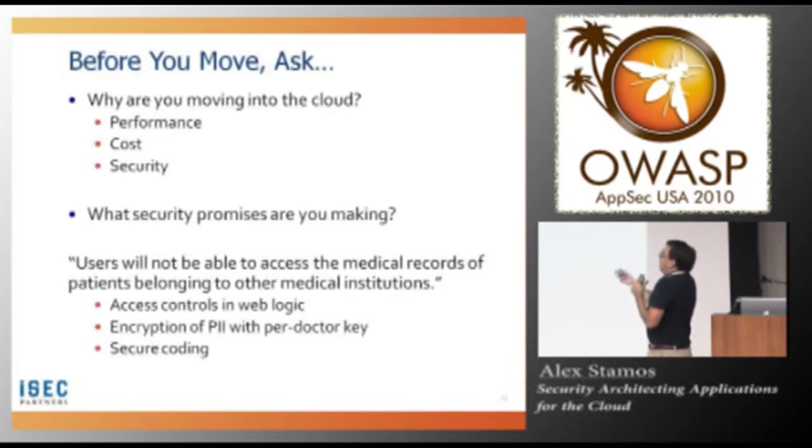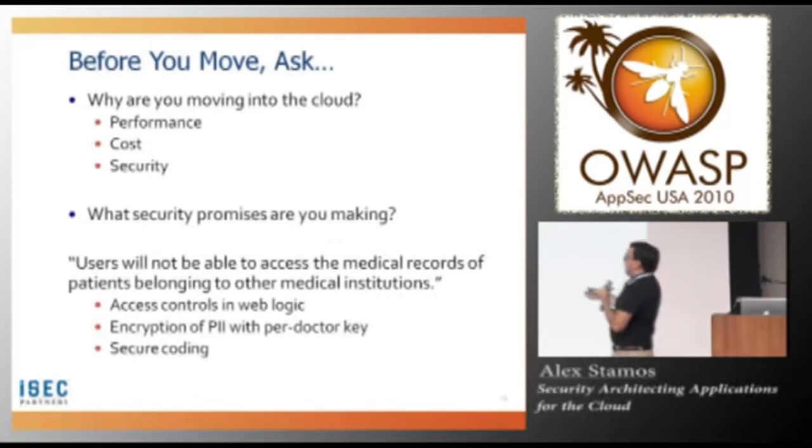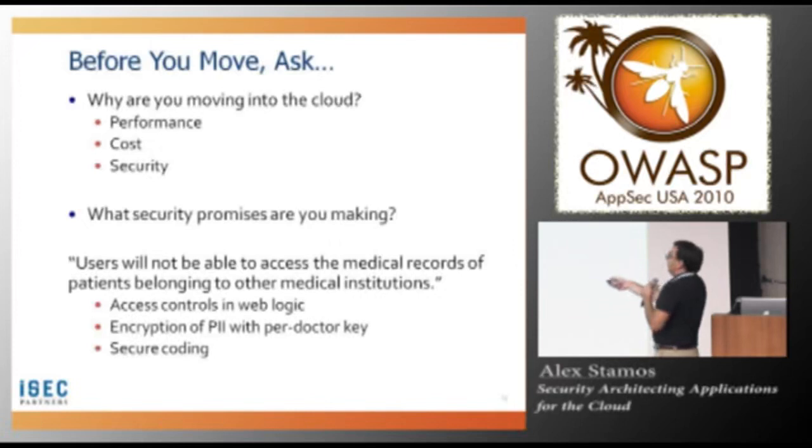And one of the easy ones is users are not able to access the medical records, users being like doctors and nurses, are not able to access the medical records of patients belonging to other medical institutions, right? So if I'm Dr. Smith, I can't look at Dr. Jones's patients. A basic assumption of how the security of the system should work, and then we kind of listed what kind of controls we want to put there. And we'll talk about that.